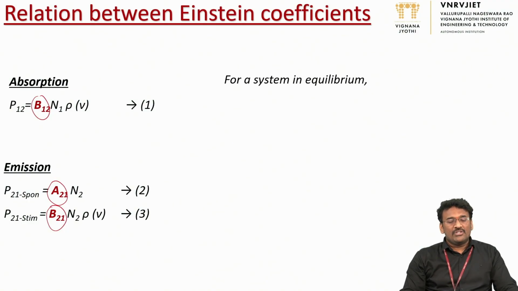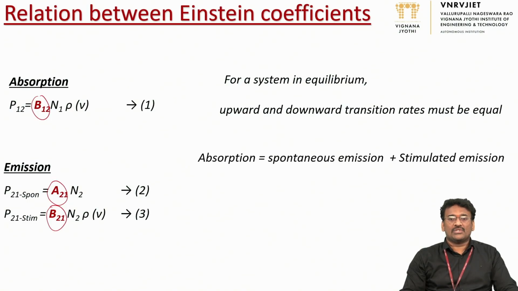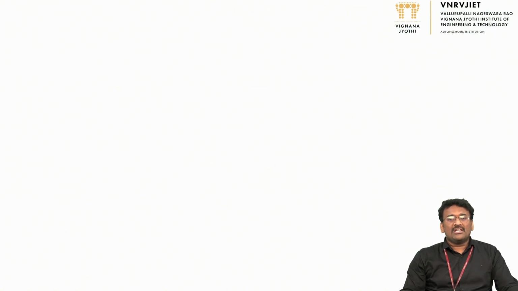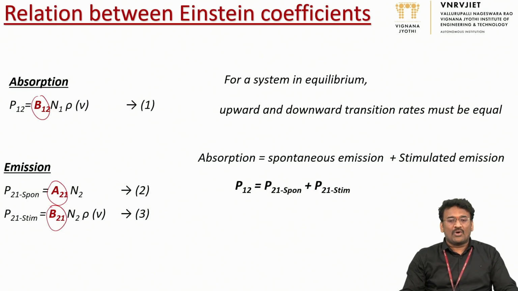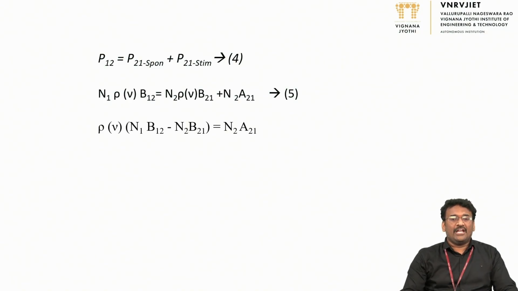Now for any system which is in equilibrium, the number of particles moving up will be equal to the number of particles moving down, or we can say upward transitions are equal to downward transitions. That is, absorption is equal to emission, or absorption is equal to spontaneous emission plus stimulated emission. Now equating the probabilities, P12 is equal to P21 spontaneous plus P21 stimulated. Substituting equations 1, 2, 3 in this equation leads to N1 rho v B12 is equal to N2 rho v B21 plus A21.